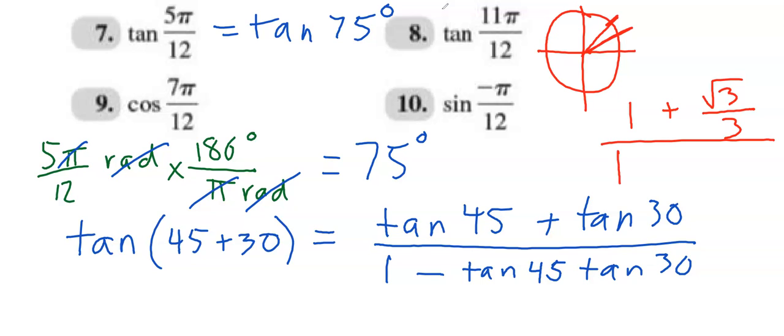And on the bottom, we'll have 1 minus 1 times radical 3 over 3. We're just substituting in the exact same numbers we had on the top. Now, I'm not happy with that answer, but I will show you one thing to do to make it a little bit easier on the eyes.